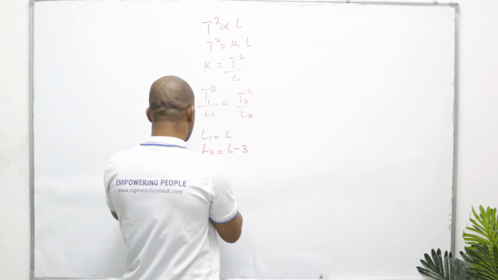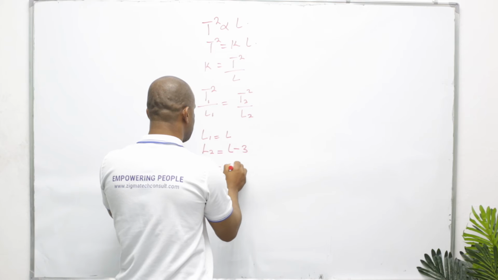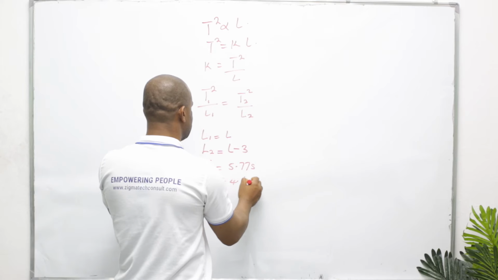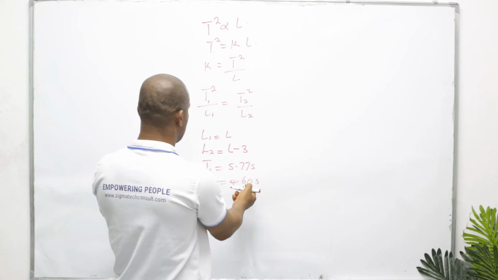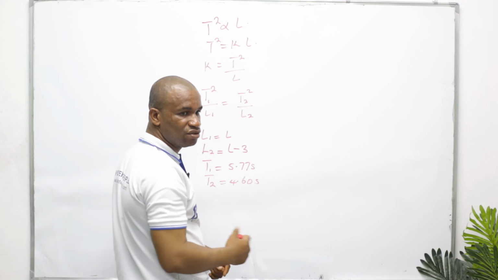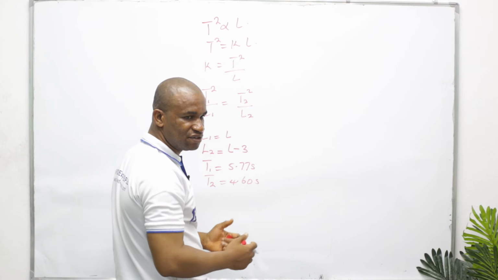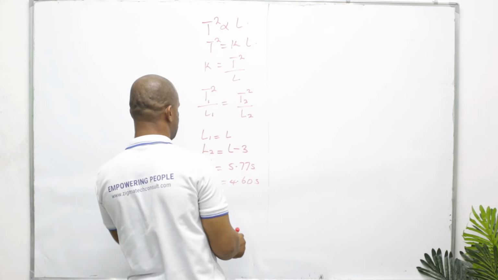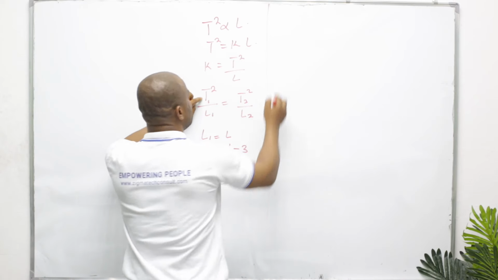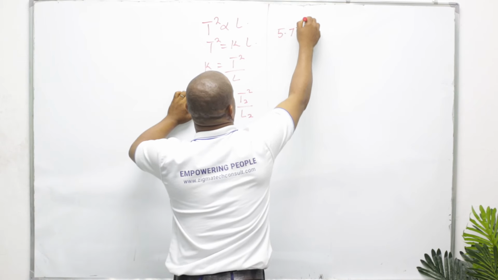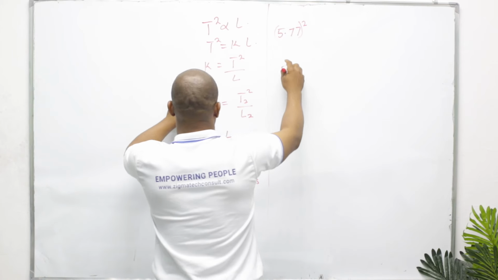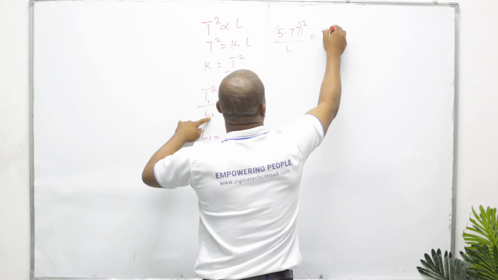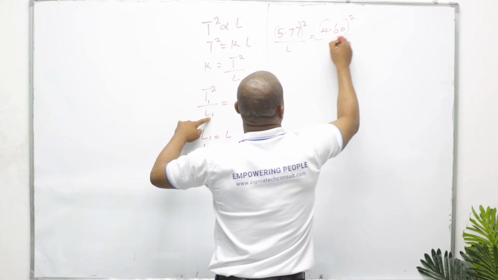Now, T1 is given as 5.77 seconds, and T2 is given as 4.60 seconds. So we're going to plug them into this equation to see if we can get maybe 6.42 or 5.23. Okay, let's start by putting them there. We have T1, 5.77 all squared, all over L, L1 being L, which is equal to 4.60 squared all over L minus 3.